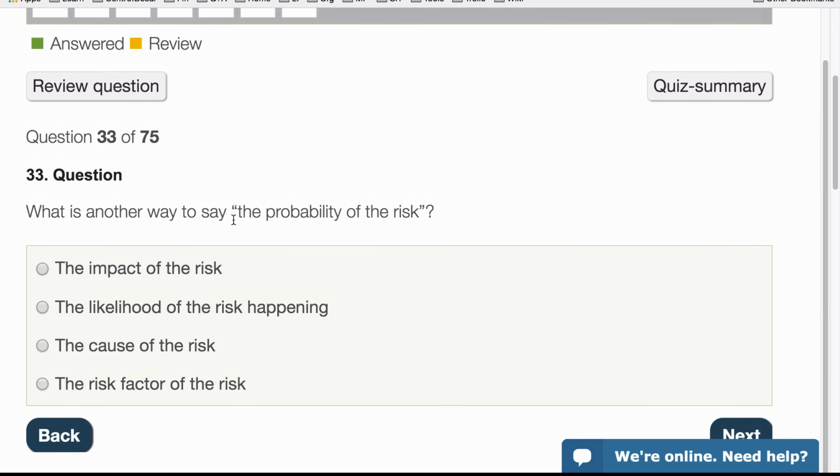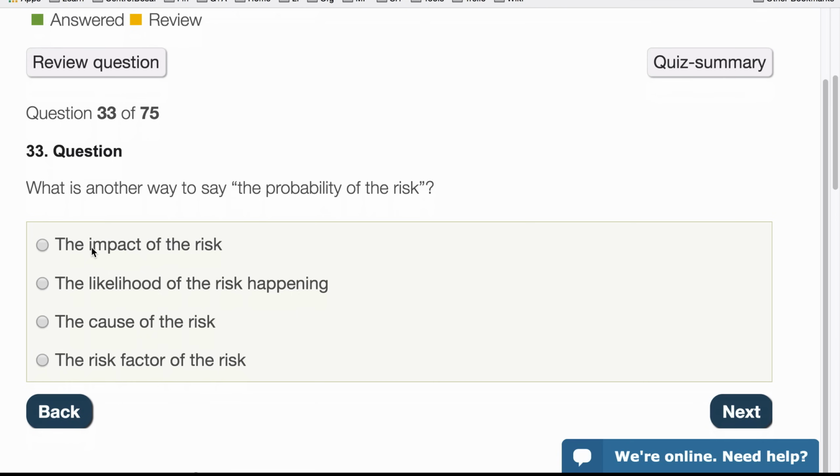What is another way to say the probability of the risk? Is that the impact? No. Is it the likelihood? That sounds good because it's linked to it. The cause of the risk? No. Or the risk factor of the risk? No. So the impact is not it, and it's the likelihood. So the probability or the likelihood of the risk happening. That's what we're trying to get to there.